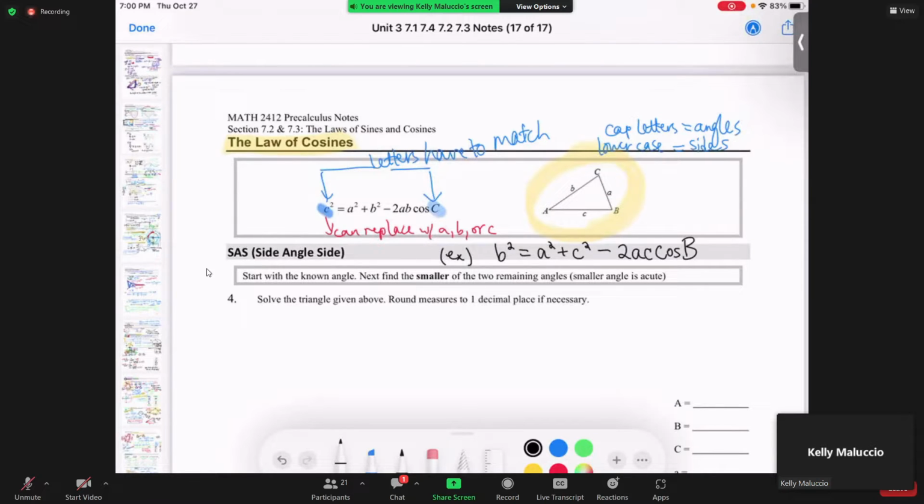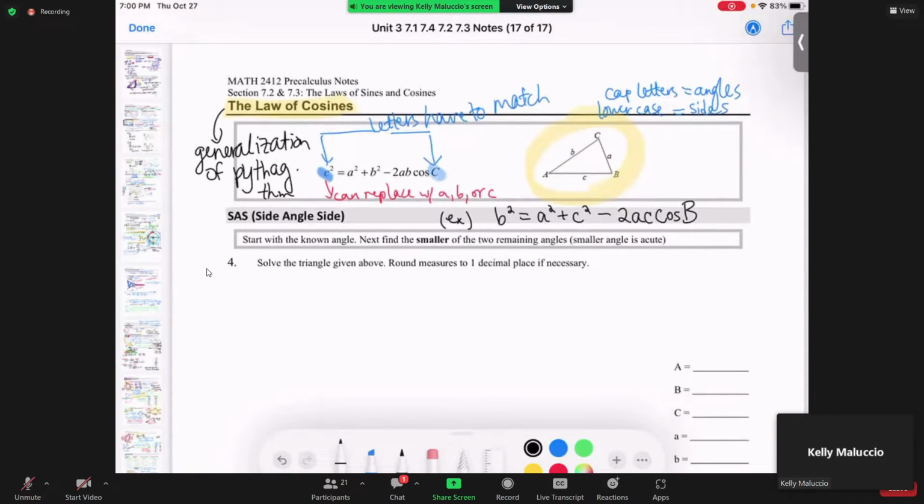And what is the law of cosines? Well, this is actually a generalization of the Pythagorean theorem. Because the Pythagorean theorem is a special case. It has to be a right triangle. So this is kind of like a generalization of that theorem. Okay. And now let's put it to work. Let's see if we can solve with this.